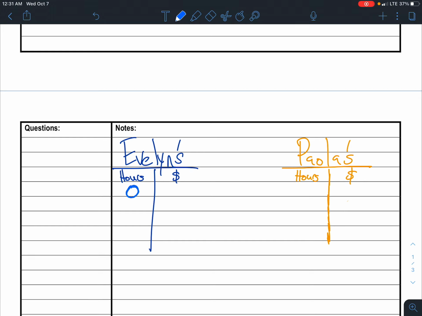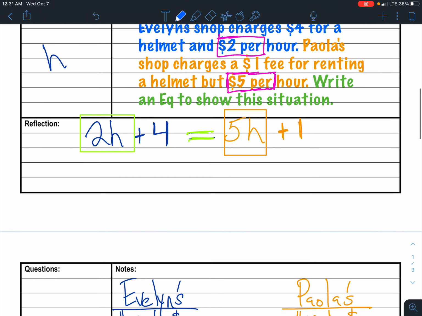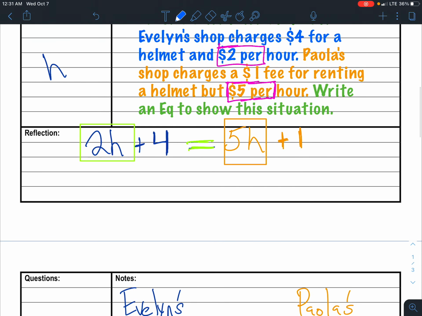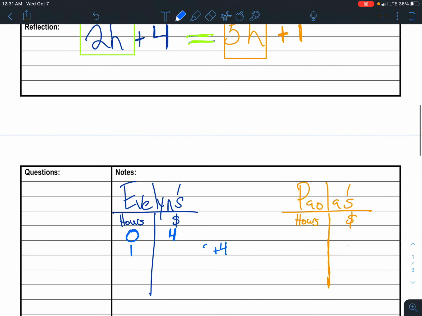He still had to pay Evelyn $4 for the use of the helmet, right? He doesn't get that money back. He still rented the helmet. They still have to pay to clean it. So let's say he went out and he biked for 1 hour. Well, he had to pay the helmet fee, which was $4, plus $2 because he biked 1 hour, for a total of $6.